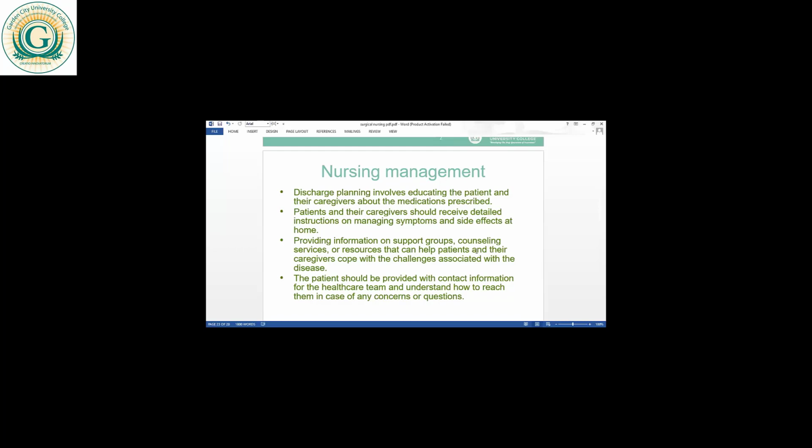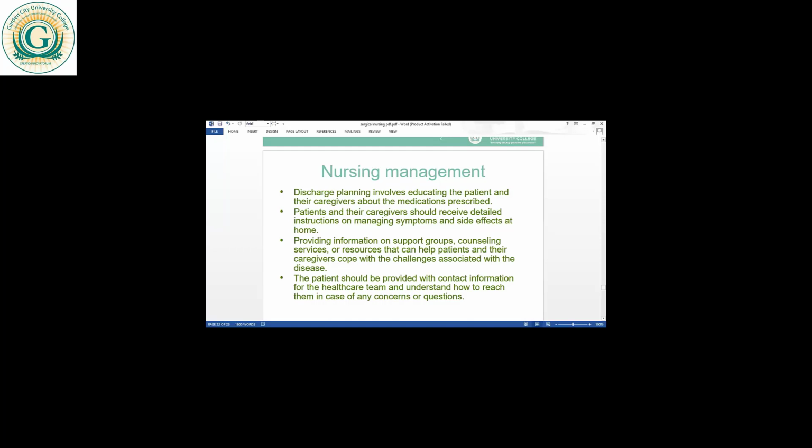Patients and their caregivers should receive detailed instructions on managing symptoms and side effects at home, and then be provided information on support groups, counseling services, or resources that can help patients and their caregivers cope with the challenges associated with the disease, because support groups will really help patients psychologically and socially. They will help patients a lot. And then in the support group, patients will probably meet other patients who are doing well, who are recovering, and it will serve as reassurance to patients.